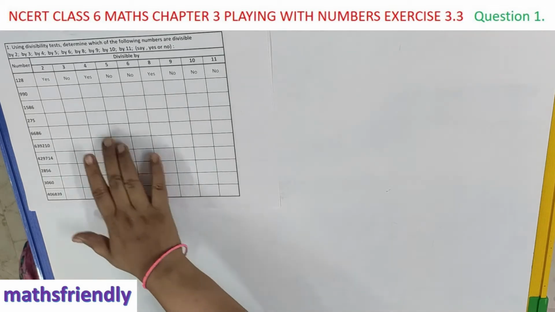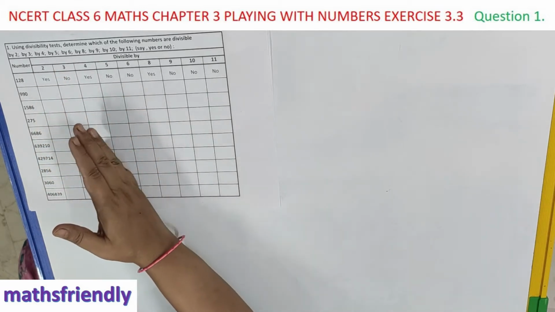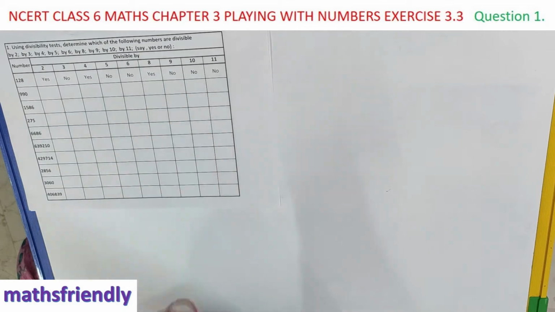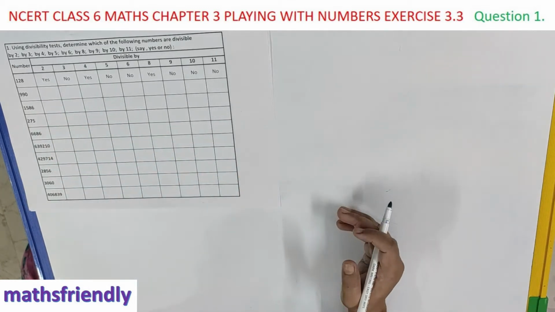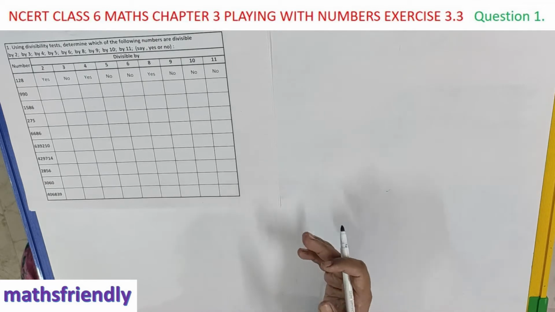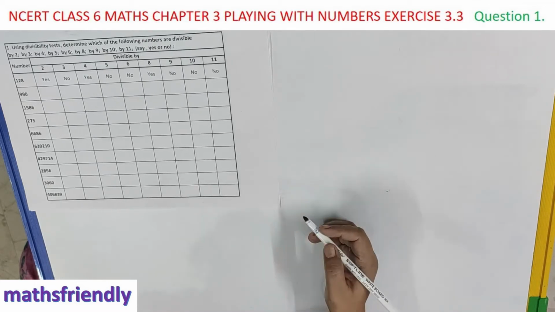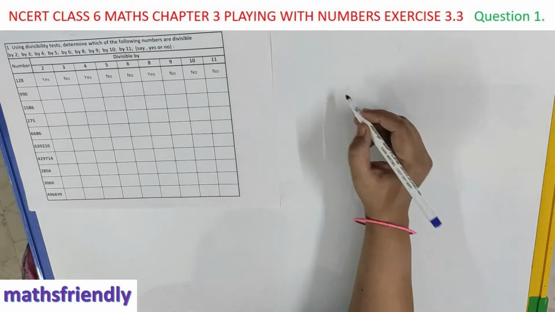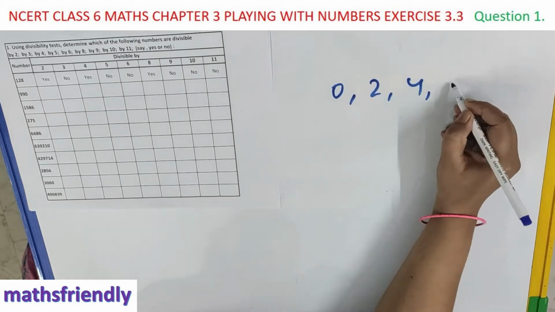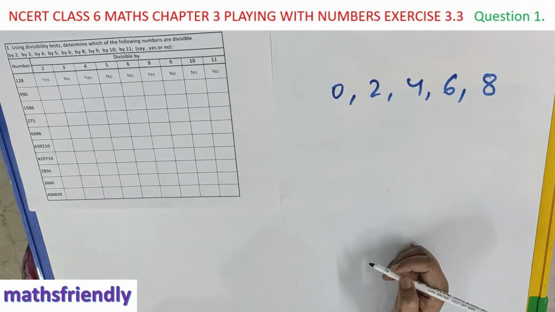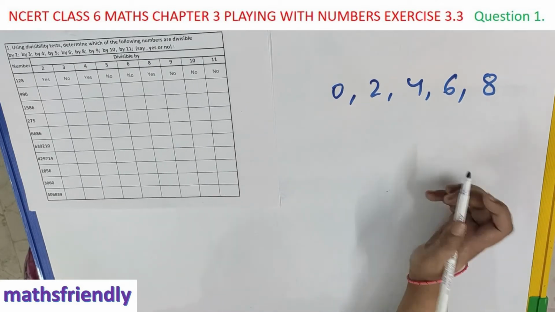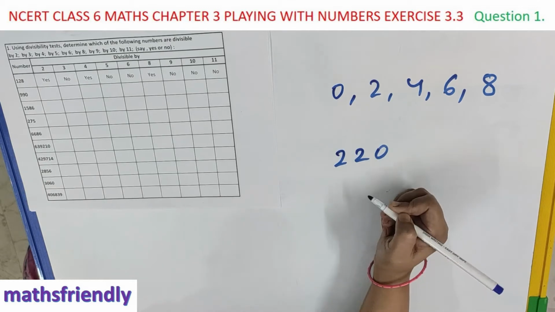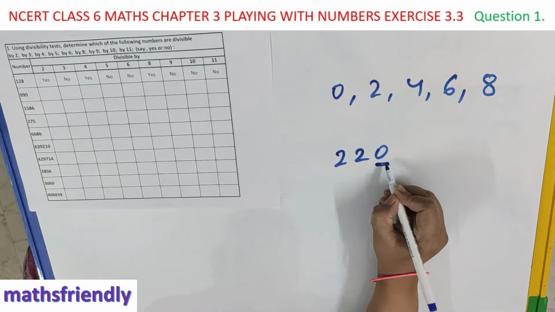So first we have to know the divisibility tests, how to test the divisibility of a number by any number, right? So for that we will do the divisibility test of 2. What is the divisibility test for 2? How to find whether a given number is divisible by 2 or not? See, if the number has 0, 2, 4, 6 or 8 in its units place, then that number is divisible by 2.